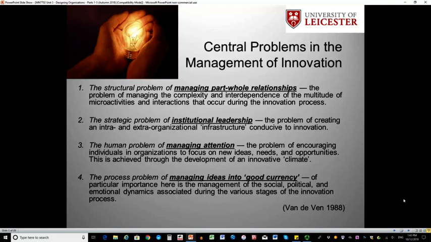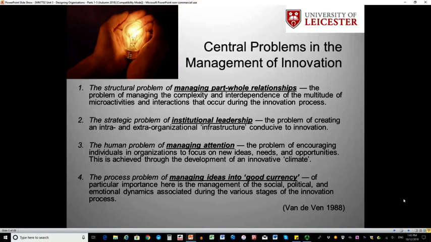So this first structural problem is one of managing part-whole relationships. How do you manage all the individual parts of the innovation project, as well as how they interact with each other and come together to make the project as a whole? So the first central problem is this management of the individual parts of the innovation process and the innovation process as a whole.